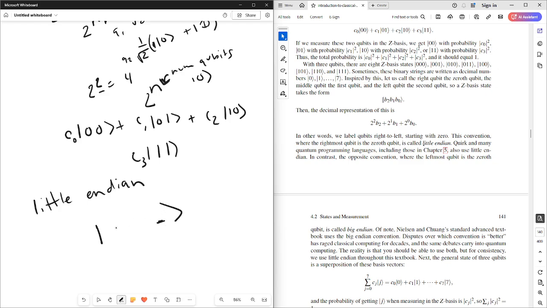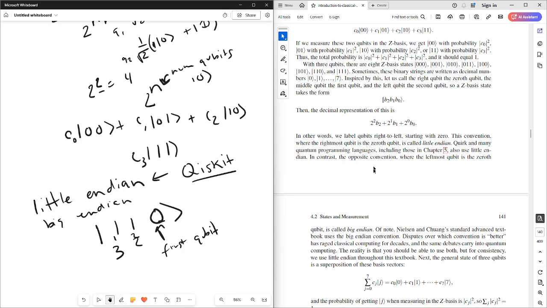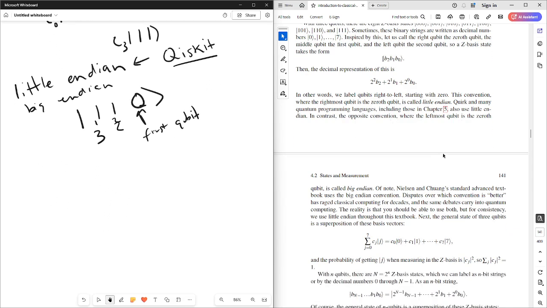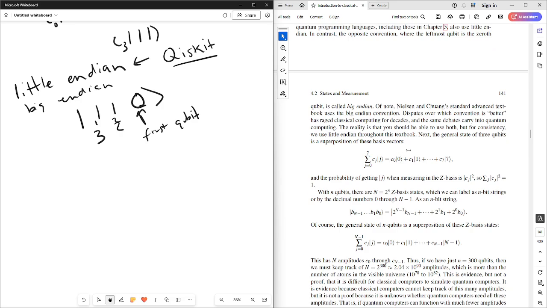Let's say we have 3 qubits, like so. This is actually our first qubit. This is our second. This is our third, as opposed to big endian, where this would be our first. The little endian is important because this is what Qiskit uses. This gave me a hell of a time first working through it, having to remember, oh wait, it's in little endian, so I need to flip this over, read this the other way, reverse it, etc.